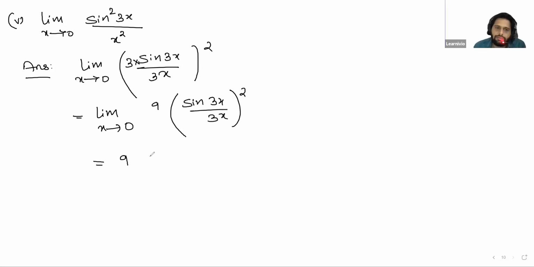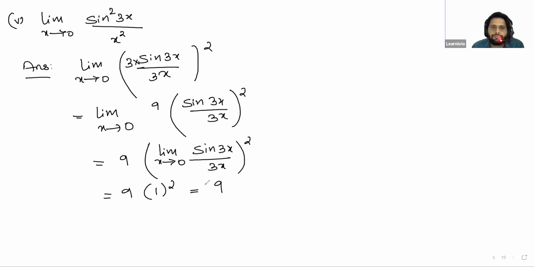So this is 9, and this will become limit x tends to 0 (sin 3x by 3x) whole square. So this will give you 9 into 1 square, which is 9. Sir, I just wrote 3 as it is. Not an issue. Please note down this, and then we will start the next question. Please confirm once you complete this.